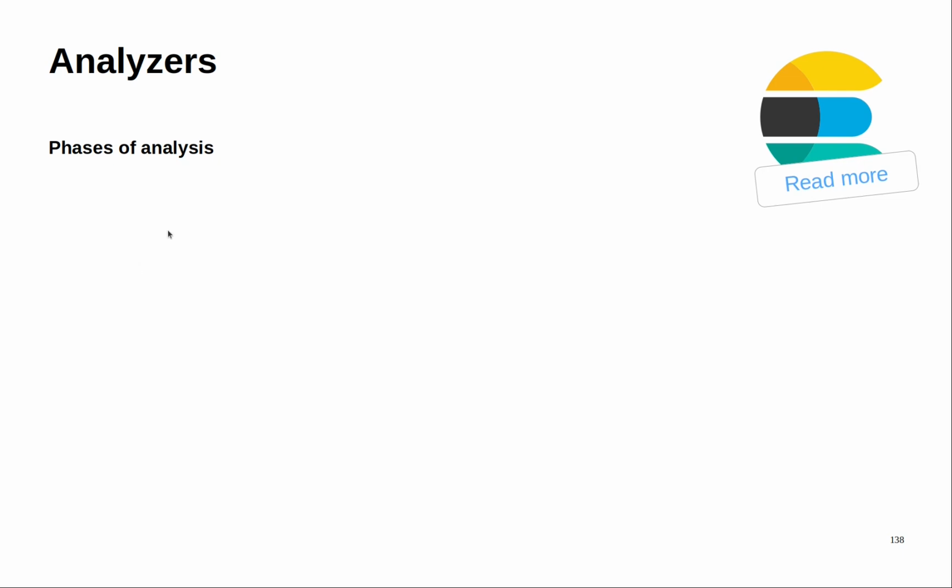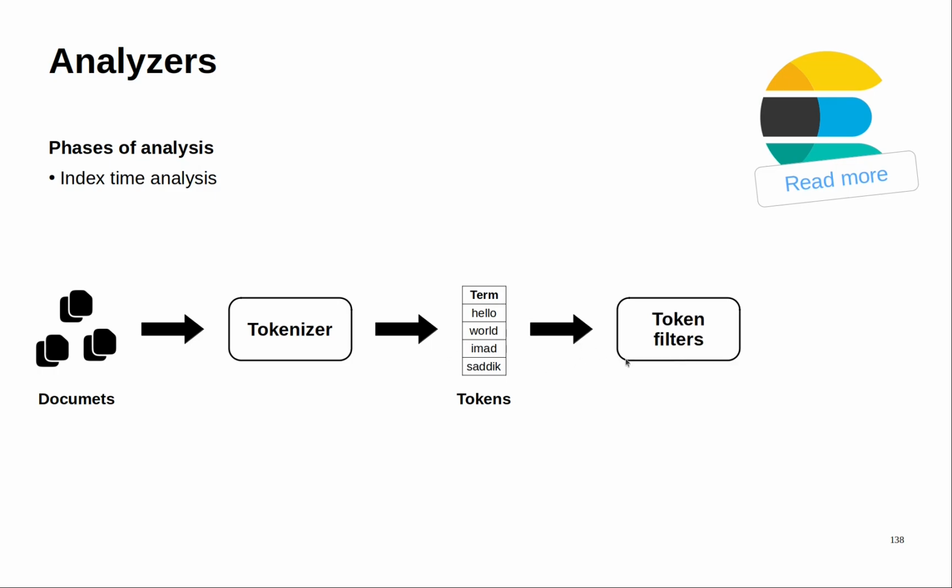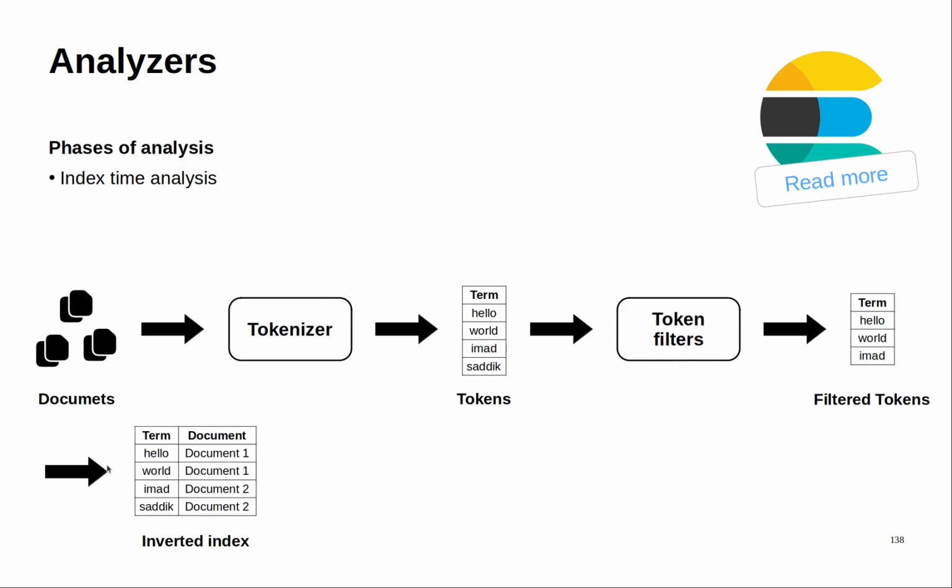As I told you in the beginning, analyzers are used when indexing and searching for documents. Let's start with the index time analysis. First, you start with your documents. You pass them to the tokenizer. The tokenizer outputs the individual tokens. These tokens are filtered by the token filters component and then stored in the inverted index.